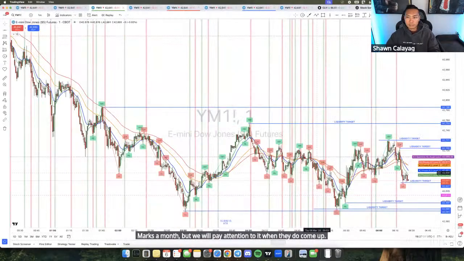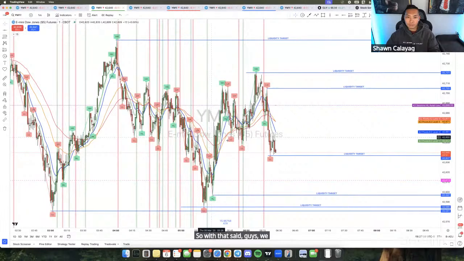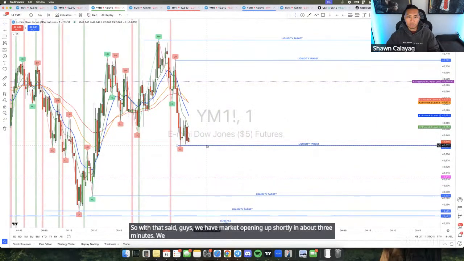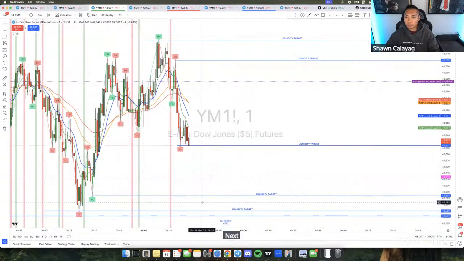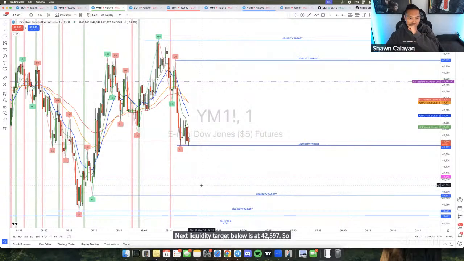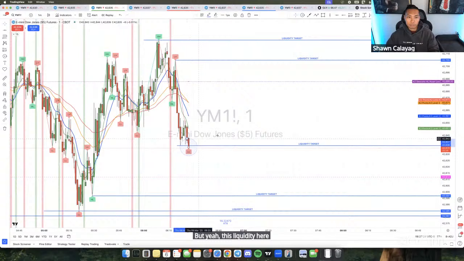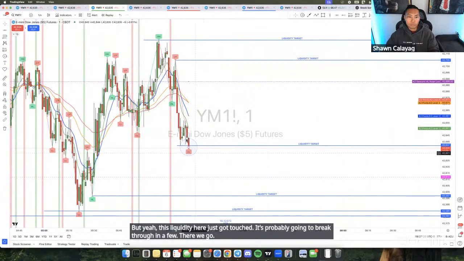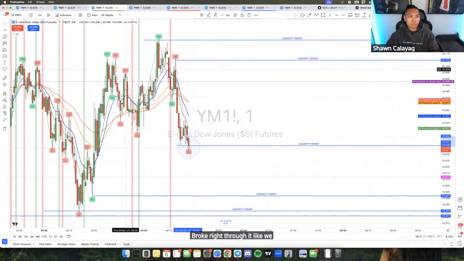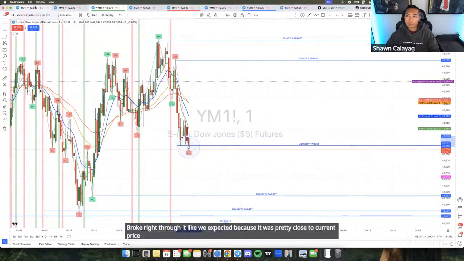So with that said, guys, we have market opening up shortly in about 3 minutes. We have a liquidity target right here, which is probably going to get hit pre-market. Next liquidity target below is at 42,597, so a little while down here. But yeah, this liquidity here just got touched. It's probably going to break through it in a few. There we go. Broke right through it like we expected because it was pretty close to current price. Let's take an overall bias of the market now.